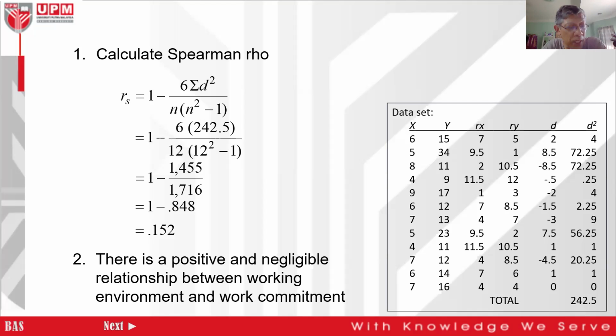0.152, according to Guilford rule of thumb, is less than 0.2. When it is less than 0.2, that means it is considered as negligible relationship. Therefore, we can say there is a positive and negligible relationship between working environment and work commitment. That will be answer for question number 2.